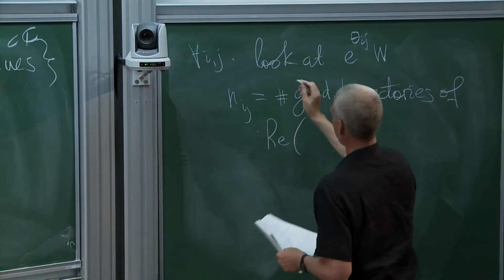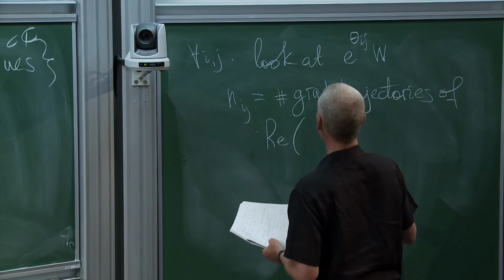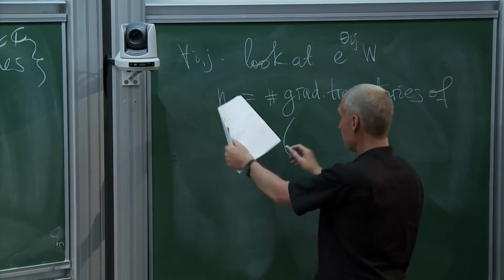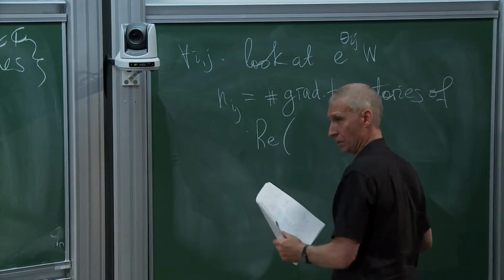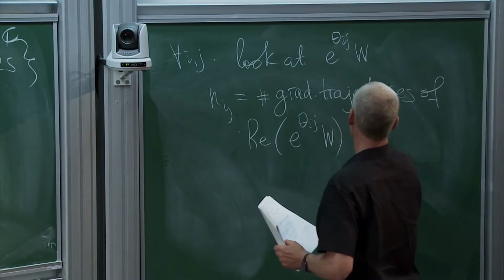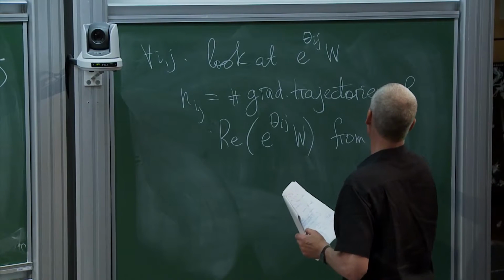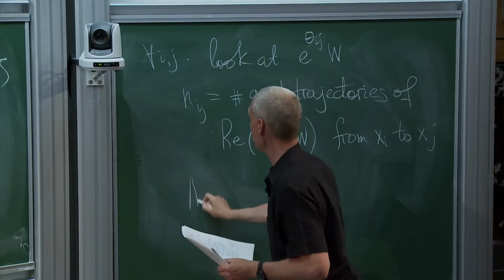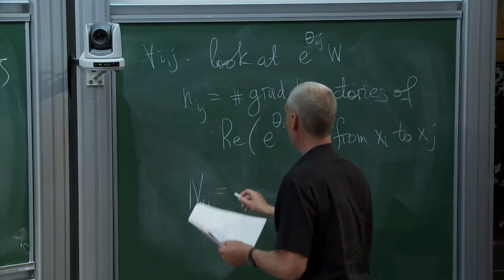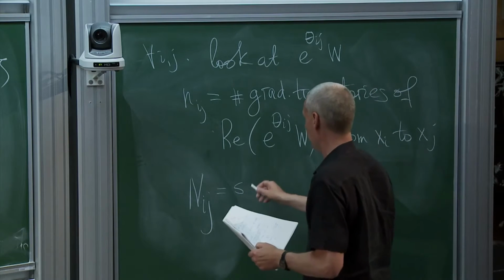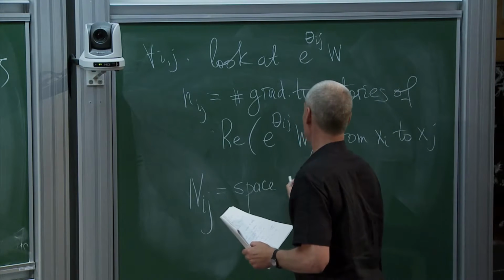I just want, let's say, the number, and then make a vector space out of them. Take e to the theta ijw from critical point xi to critical point xj, and let big Nij be the space spanned by them, with appropriate grading and Floer type differential.